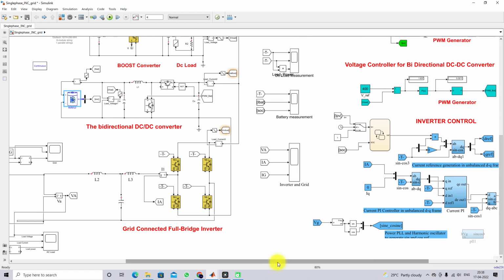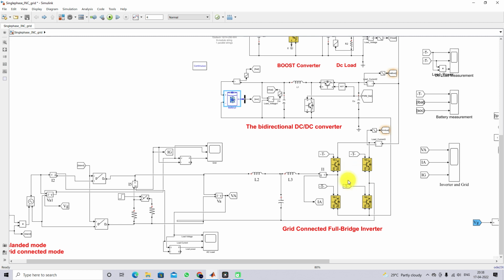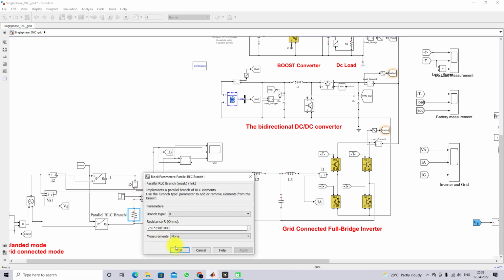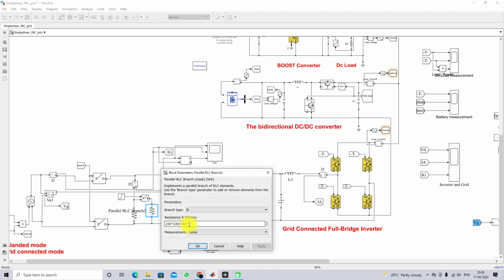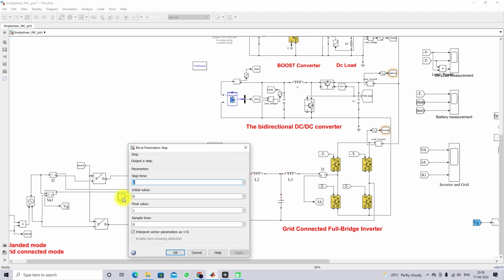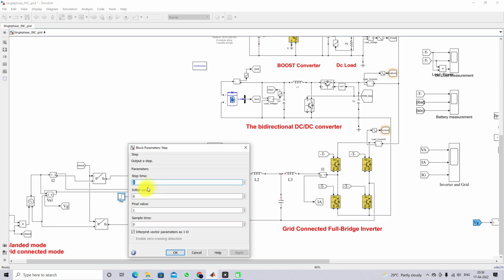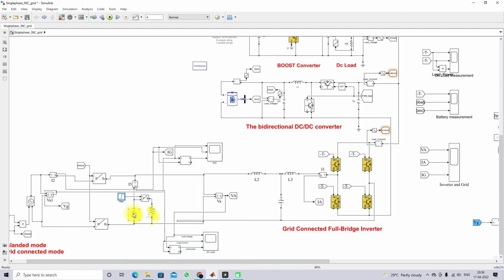Next you have to see the grid, inverter and load system. So this is the single phase inverter, and then this is the LCL filter, and here we have two loads. One load is 1000 watts, another load is 1400 watts, so the total load will be 2400 watts. Initially the load will be operated at 1000 watts. After 2 seconds the second load will be connected, so the total load will change to 2400 watts.